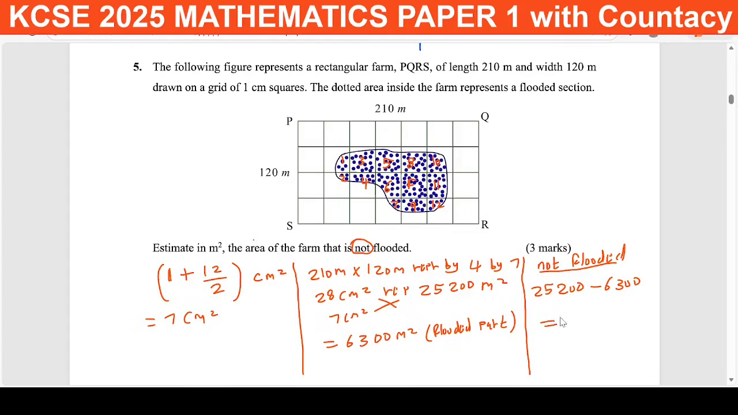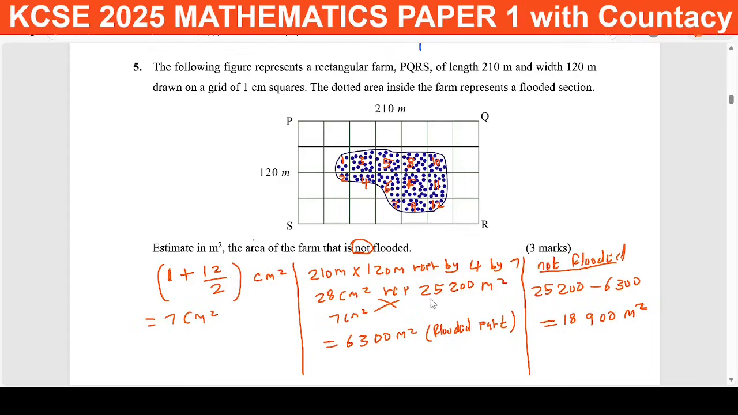What do we get by doing this? 25,200 minus 6,300. That's going to give me 18,900. And remember to put the units, that is in meters squared. And that is the exact required solution for that. And well, this is the easiest way to work it out.